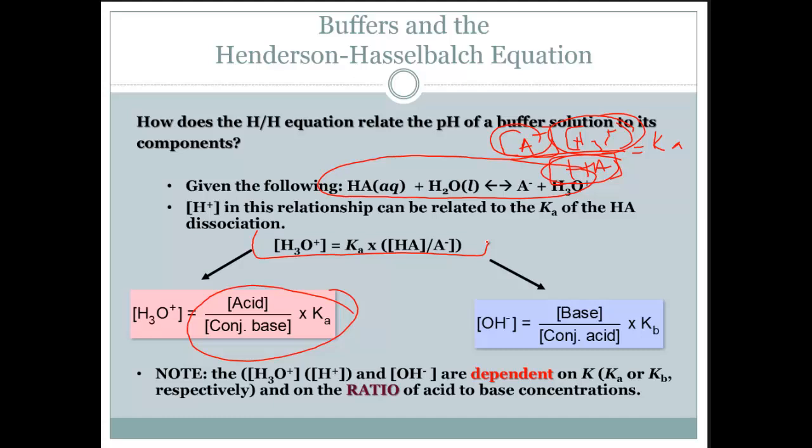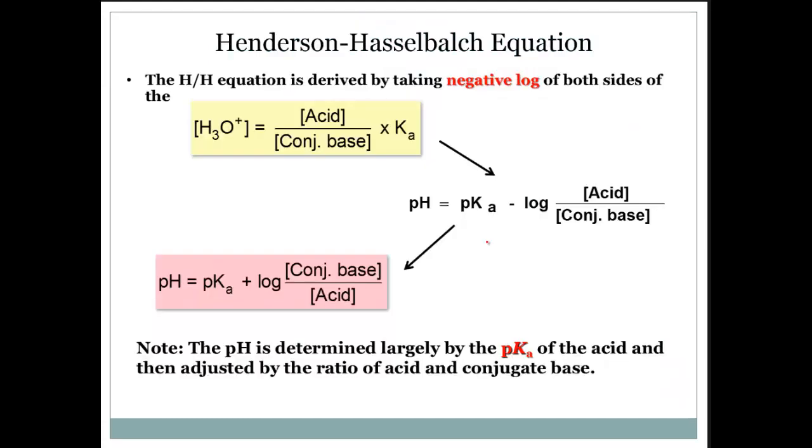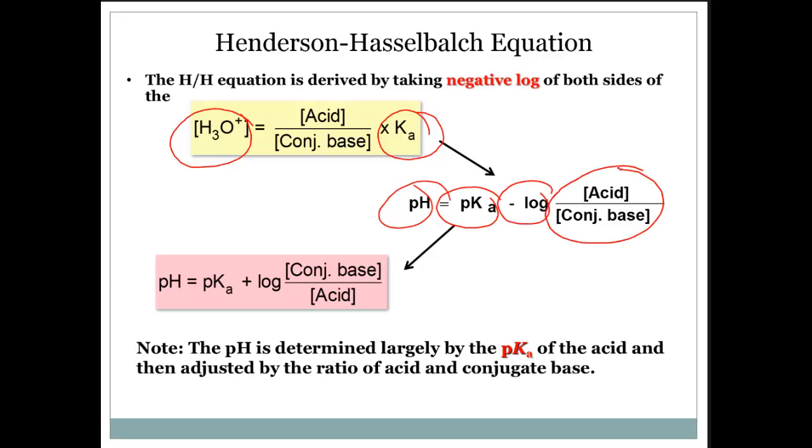Note that the H3O plus and OH minus concentrations are dependent on the Ka or the Kb respectively, and the ratio of the acid and base concentrations. The Henderson-Hasselbalch equation is derived by taking the negative log of both sides of the equation. So if we take the negative log of H3O plus, we get the pH. If we take the negative log of the Ka, we get the pKa. And then we have the negative log of the ratio. If we flip the conjugate base and the acid, we turn that negative into a positive.